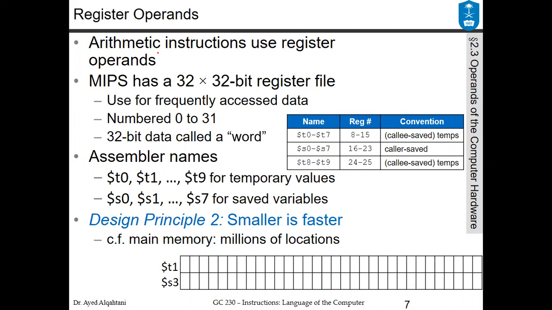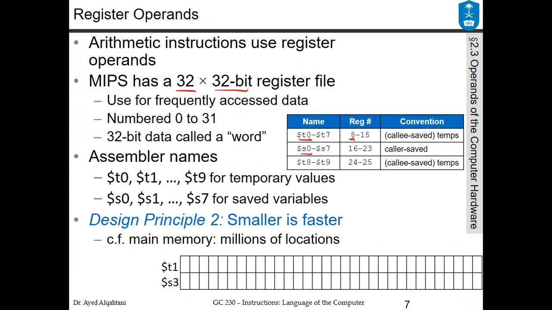So the arithmetic instructions use register operands. MIPS has 32 registers. These are some of them, some of the 32 registers. Each one of them is 32-bit. So T0 is 32-bit, S0 is 32-bit, S3 is 32-bit, and so on. We use those registers for frequently accessed data. They are numbered from 0 to 31.